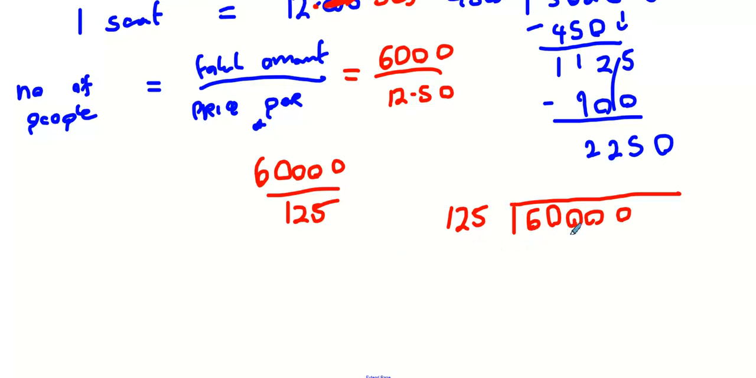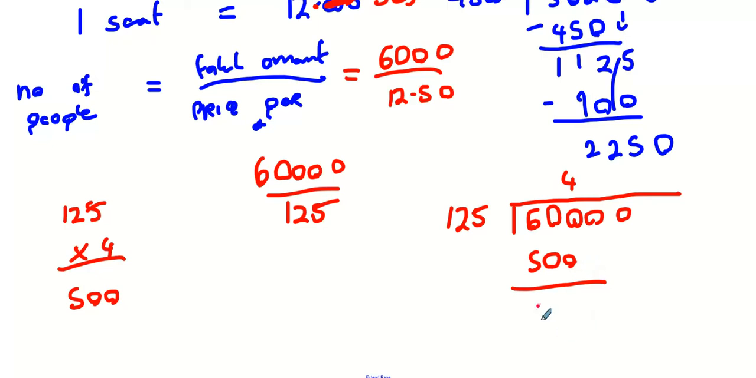So 125 into 600 will go 4 times. 4 times 125 is 500, like so. Wonder if we can edit that out. And then we divide it in and we get 100. Borrow the 0 into 1,000. Now how many times will it go into 1,000?